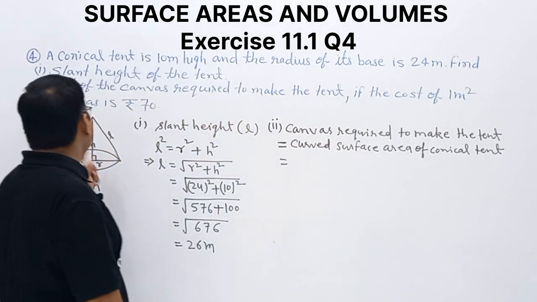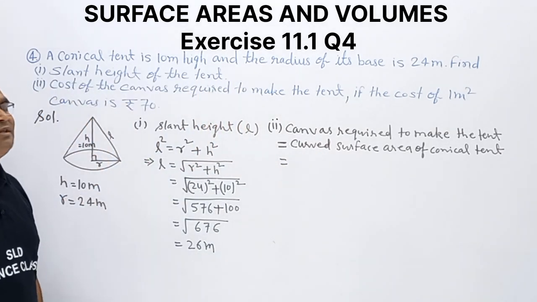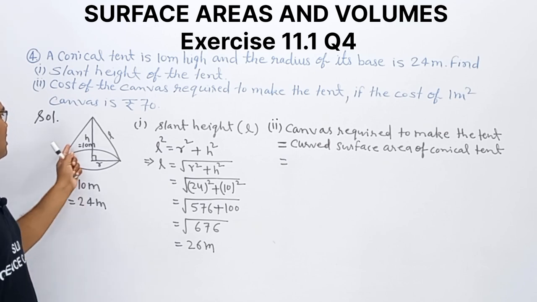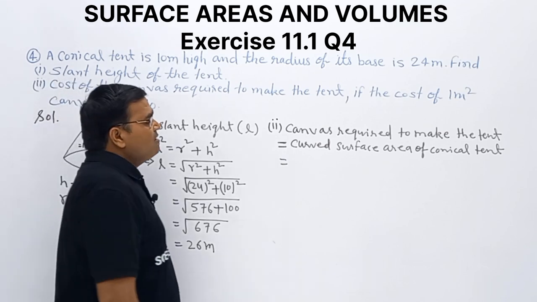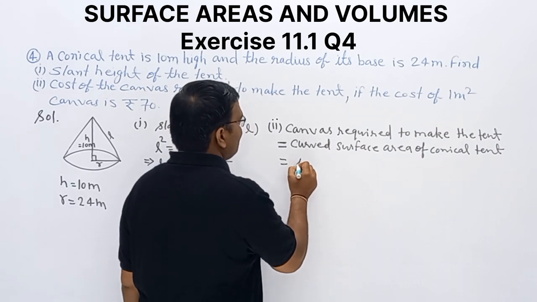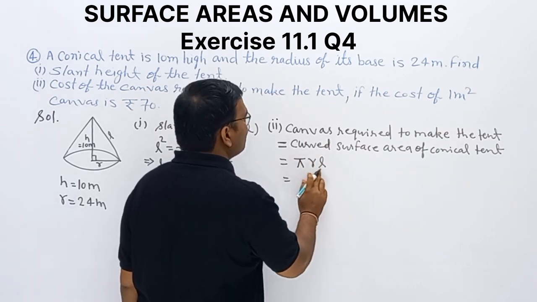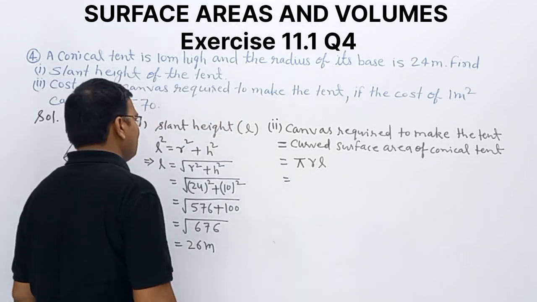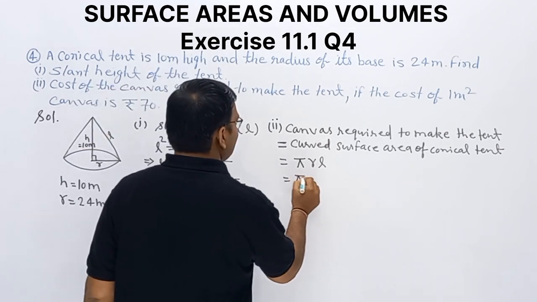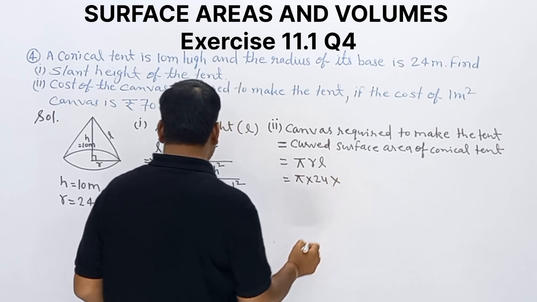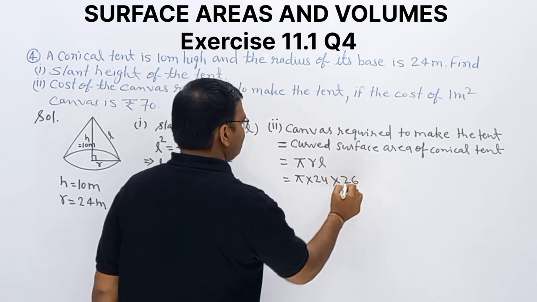So what canvas is required to make this tent? It means the curved surface area of the tent. The tent is in the form of a cone, so we can say the curved surface area of a cone is pi RL. Now both R and L values we have. R is 24 meter, and for L we obtained the slant height 26.